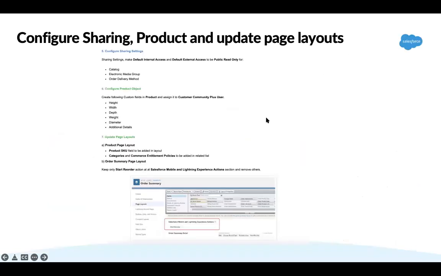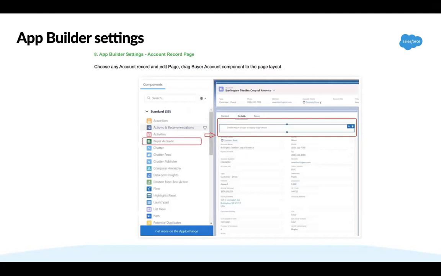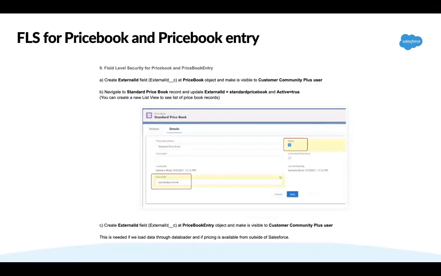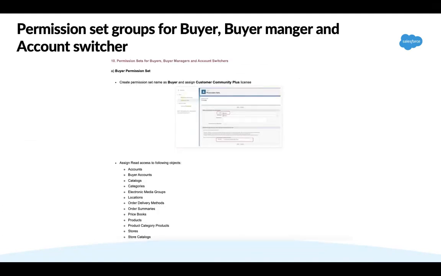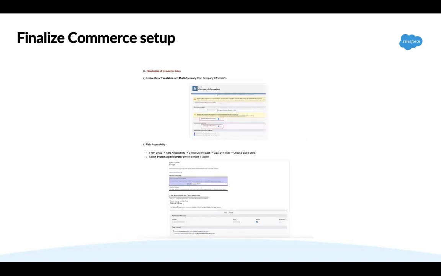So as part of this process, you see here, we did the configure sharing settings, product and update page layouts, and we added some related lists for product, order summaries, and product categories, and the account page layout. And we went to the app builder settings, added the buyer account component, and we did some field level security for price books and price book entry, and permission sets for buyer manager and account switcher. And we completely finished the commerce setup for the initial navigational things that we need to do.